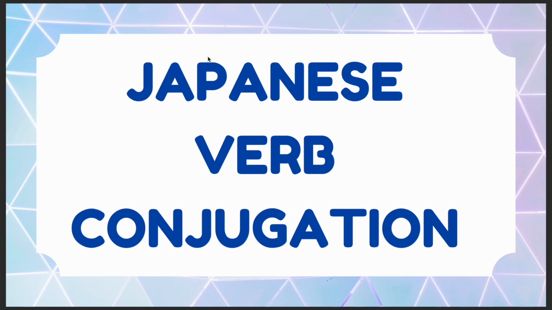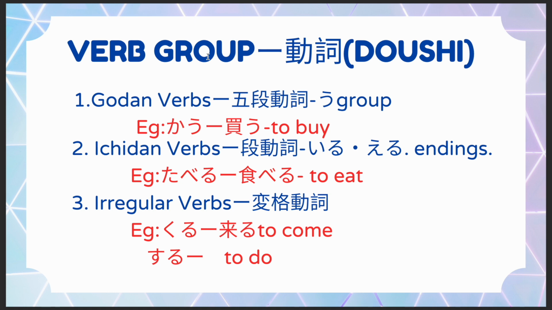This is our first video in the Japanese verb conjugation series for JLPT N5 level. So what is a verb? Like we all know, a verb expresses an action or a process. As far as the Japanese sentence is concerned, the main verb usually comes at the end of the sentence.